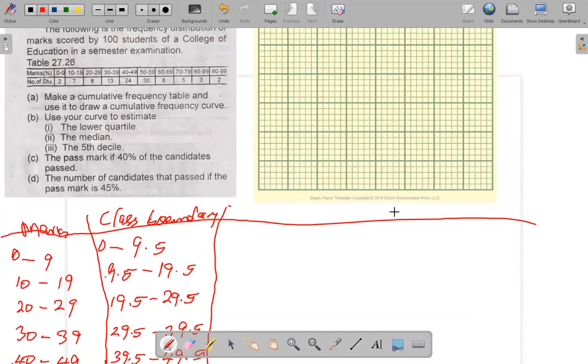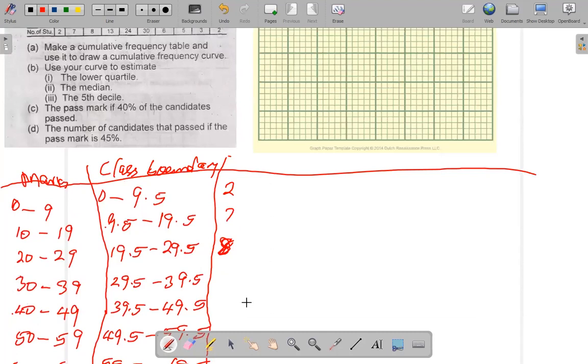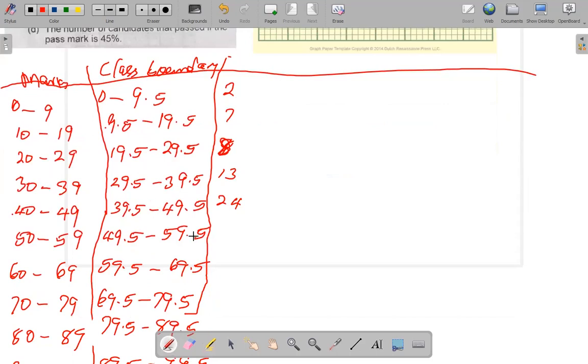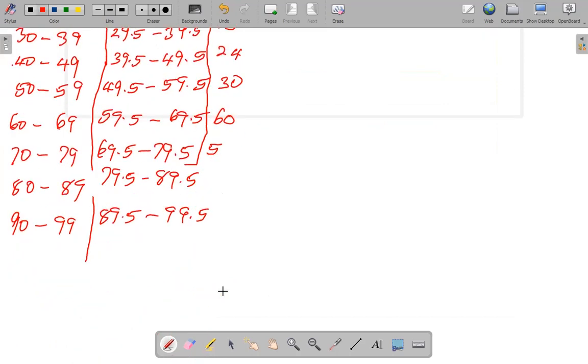The next thing is the frequency. The first one we have 2, the second one we have 7, 8, 13, 24, 36, 5, 3, 2, 13, 6, 5, and 3, 2, 3, and 2.